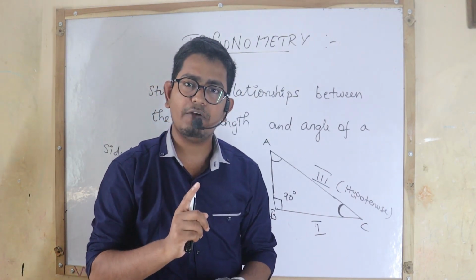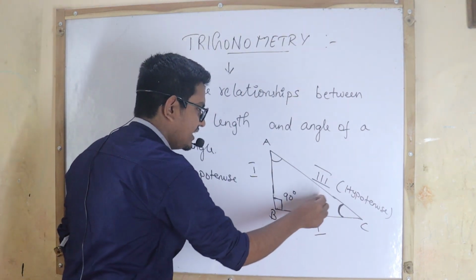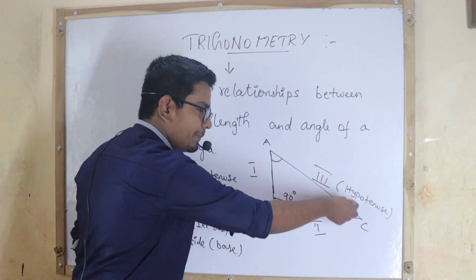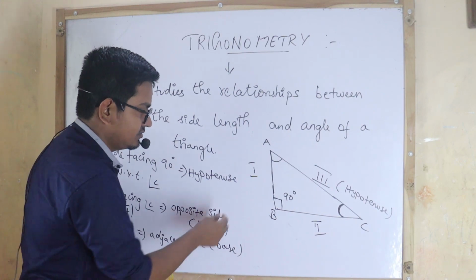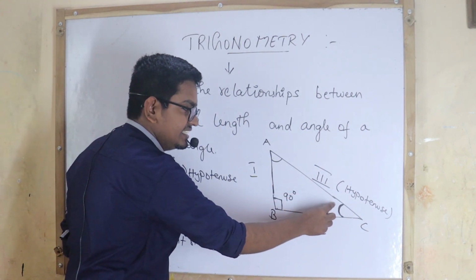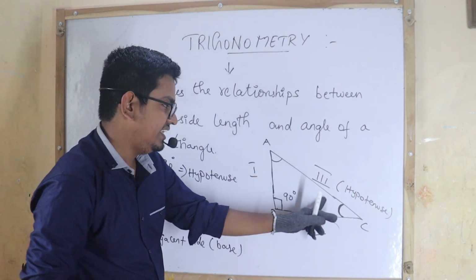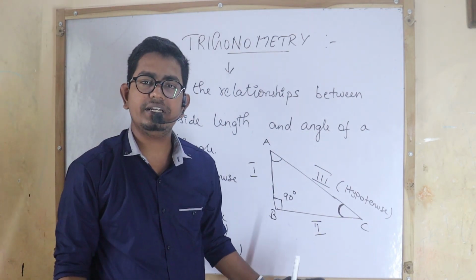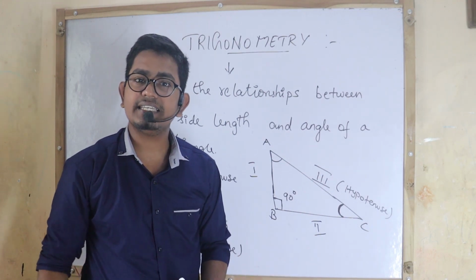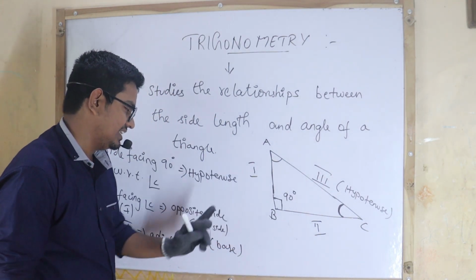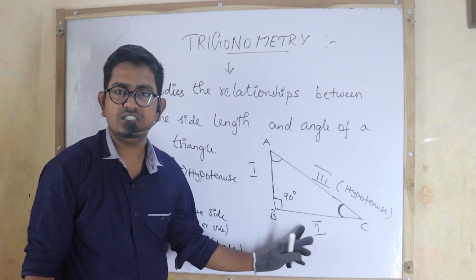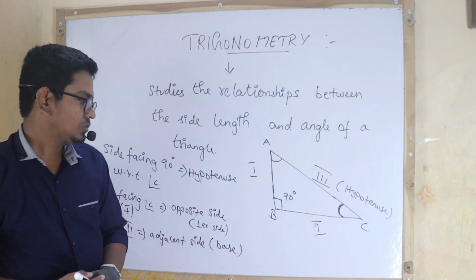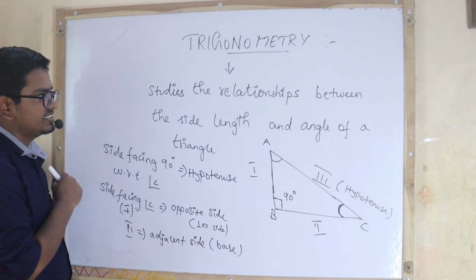So while finding, you should first find the hypotenuse side, right? The side which is facing the 90 degree angle will be known as the hypotenuse side. The side which is facing the angle C is known as the opposite side, and the last one will automatically be known as the adjacent side. In some books, this opposite side is given as the perpendicular side, and the last one, the adjacent side, is given as the base side. So this is with respect to angle C.